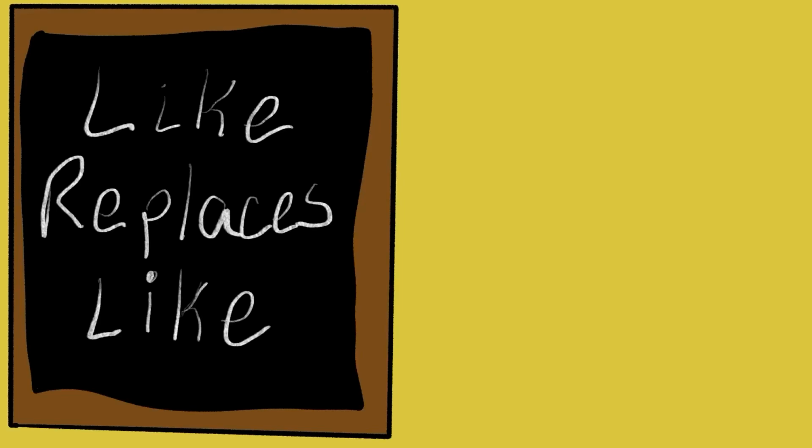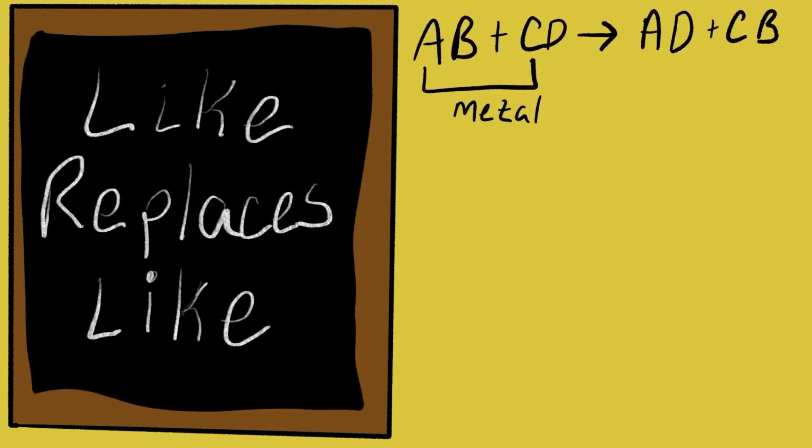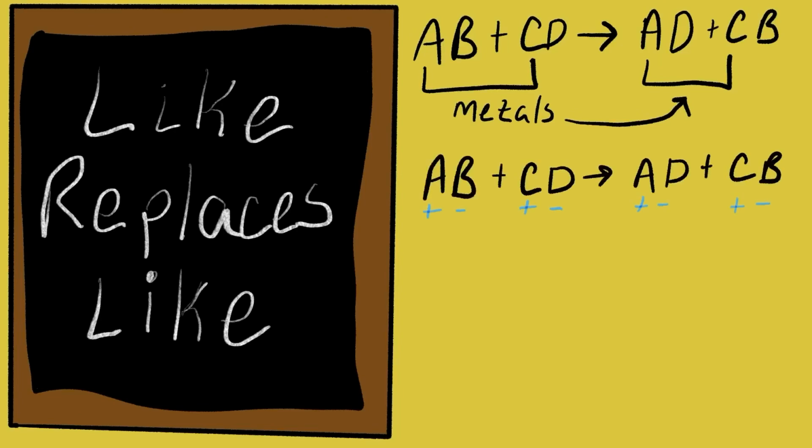Like replaces like. This means the metal portion of one compound is going to replace the metal portion of another compound. Or you can look at it with the charges, meaning the positive portion of a compound is going to replace the positive portion of another compound.